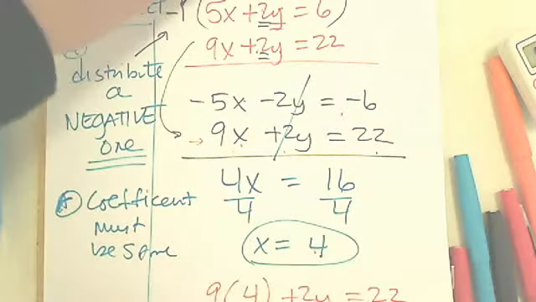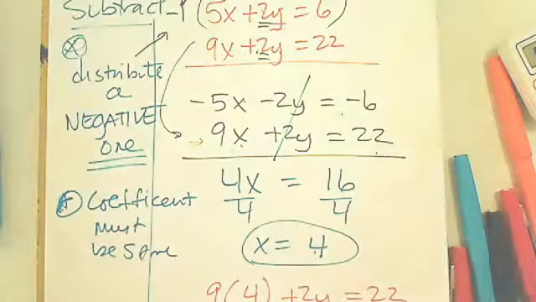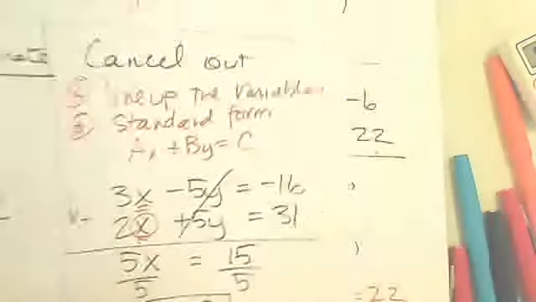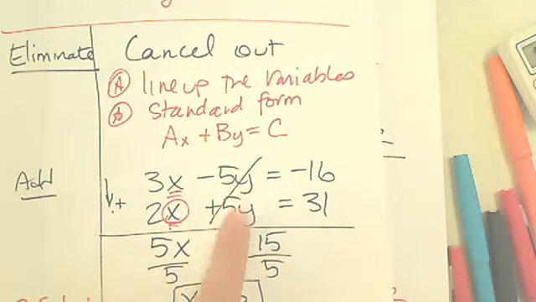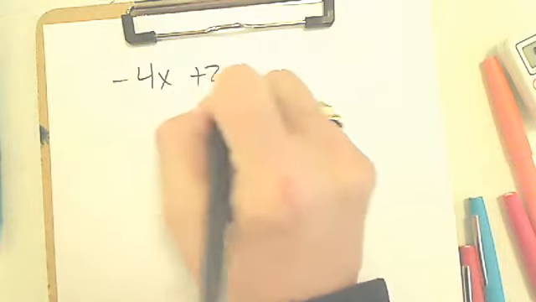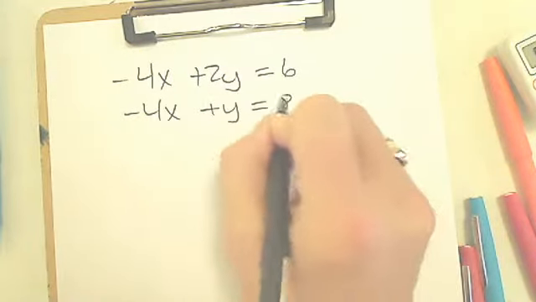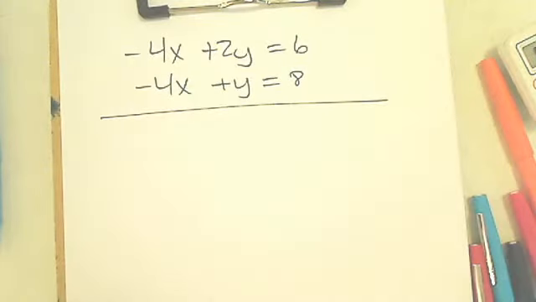Yes? Should we have subtracted on the first one we did? Which one? The very first one? Oh, no, the one with negative one. Yeah, that cancels out. Okay, last one and we're done. Try this one. Negative 4x plus 2y equals 6. Negative 4x plus y equals 8. Elimination.